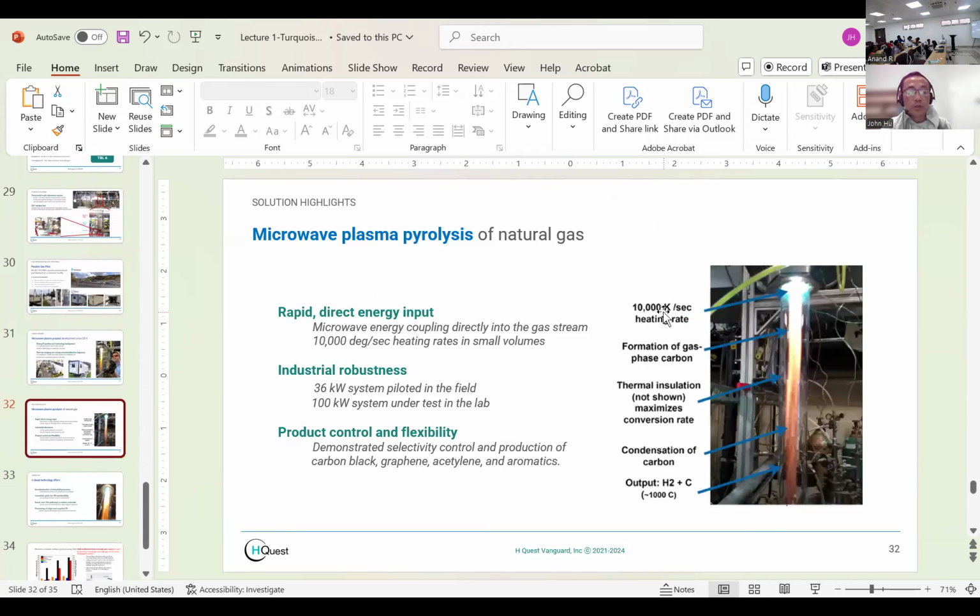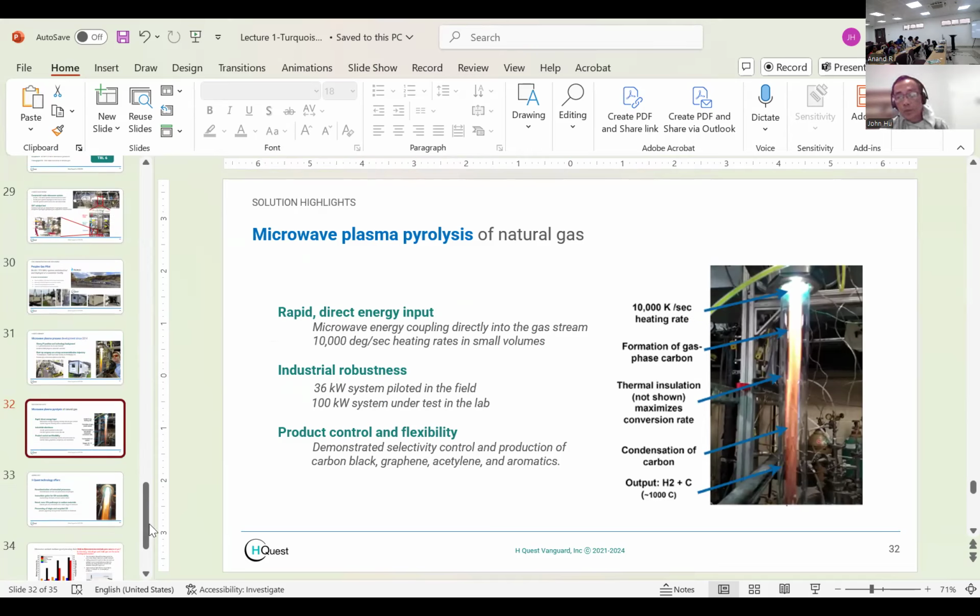So look at the heat transfer rate. It's a 10,000 Kelvin per second heating rate. So anyway, it's rapid direct energy input. Direct energy input means the heat transfer is not from the external. It's going directly inside, and also the industrial robotics is really modular.